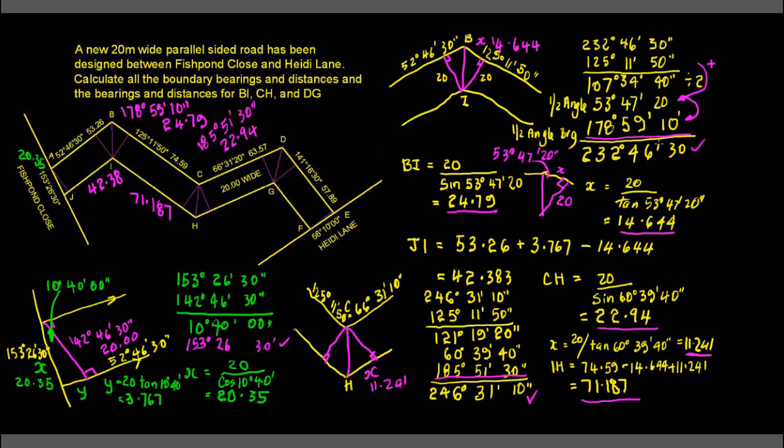and then we add these bottom two together as a check, because we should end up with the one at the top that we started with. There we go, 232, 46, 30. Check, all done, nice, done and dusted.